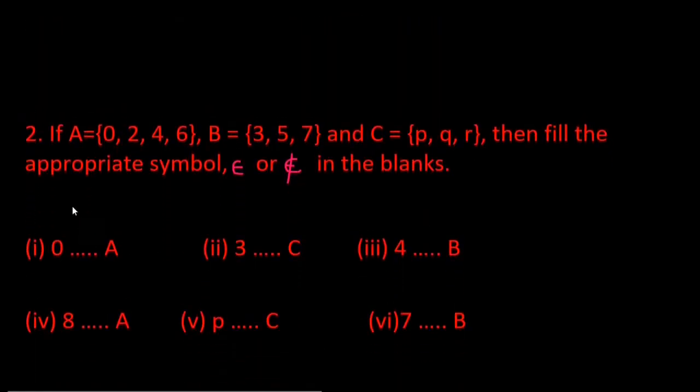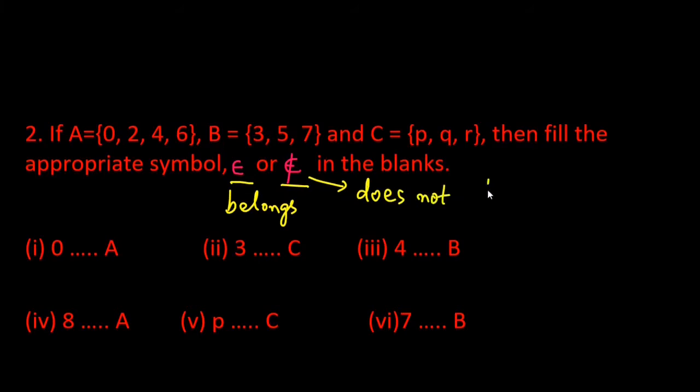Now the second question. If A is equal to {0, 2, 4, 6}, B is equal to {3, 5, 7}, C is equal to {P, Q, R}, then fill the appropriate symbol, epsilon or crossed epsilon. This is belongs to, and this is does not belong to. We read the epsilon symbol as belongs to, and we read the crossed epsilon symbol as does not belong to.